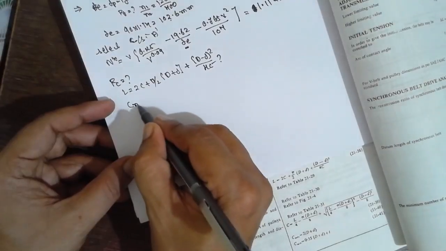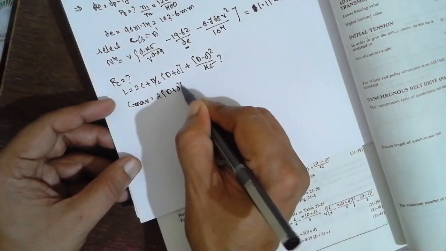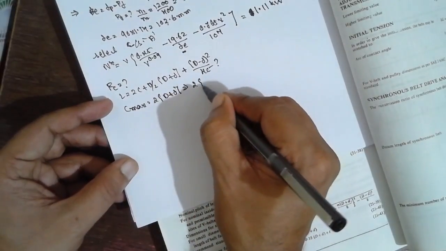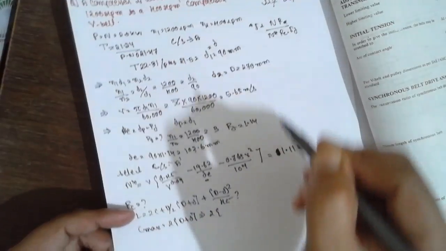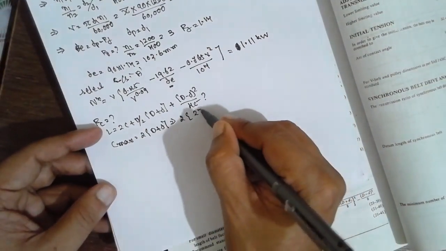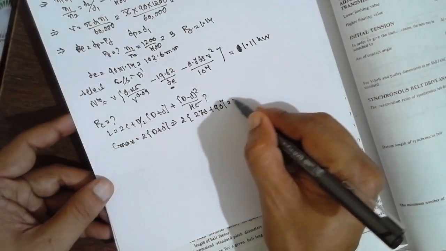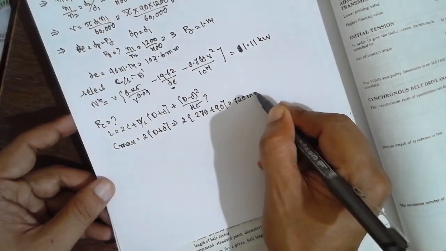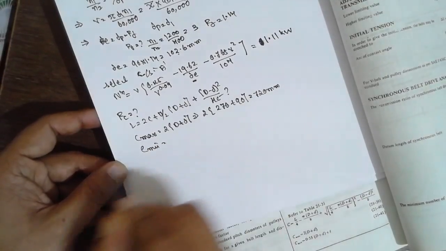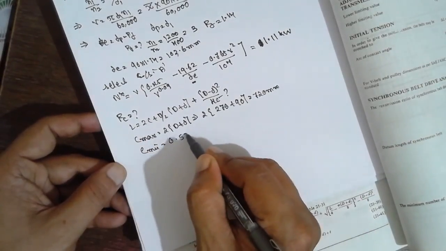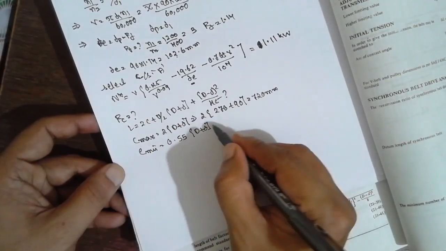C max is equal to 2 into (D plus d), where this is the small d and this is the capital D. 270 plus 90 is nothing but 720 mm. C min is nothing but 0.55 (D plus d) plus T.